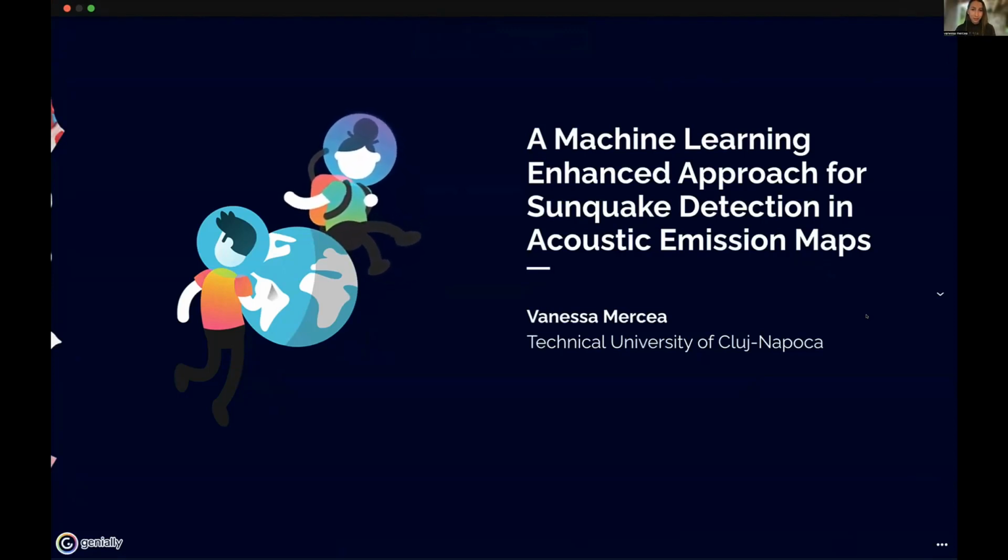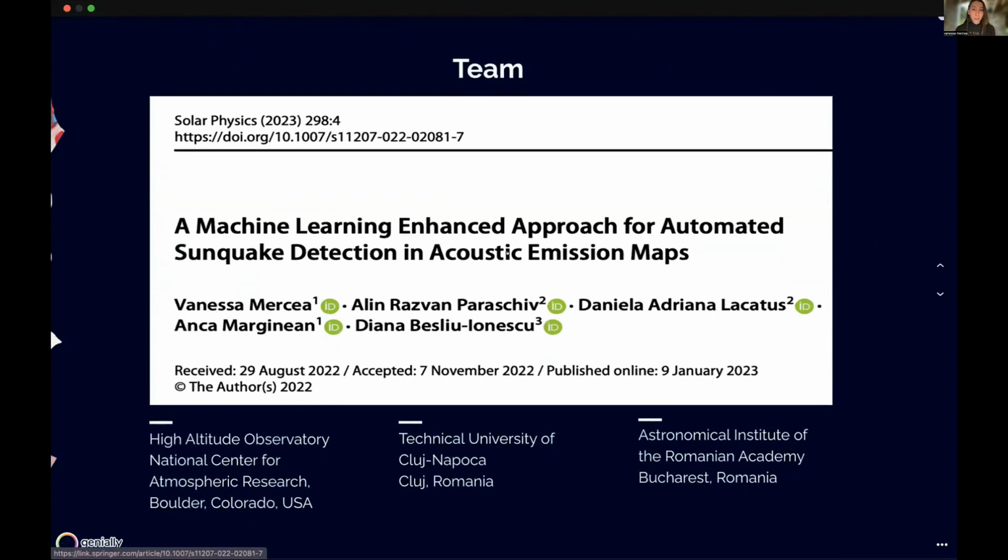I'm Vanessa Mercea. I'm a recent graduate from the Technical University of Cluj-Napoca. And in the past 2 years, I've worked on a project related to machine learning enhancements for automated Sunquake detection. For this work, I collaborated with some researchers at High Altitude Observatory in Boulder, Colorado, from my university and from the Astronomical Institute of the Romanian Academy that are listed here and whom I'm very, very thankful to. So without further ado, I think we can begin.